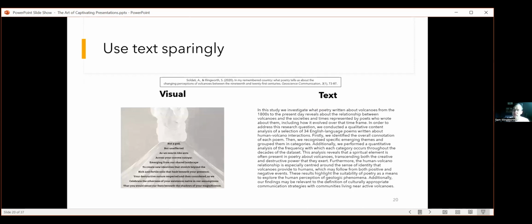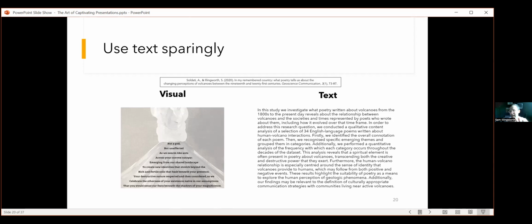On the right, this is the abstract from a research publication that looked at the ways in which volcanoes have been perceived by poets over the past 200 years and what that tells us about the relationship between humans and volcanoes. As a side note, this research came about from a poster presentation that I gave, and someone came to speak to me about it. Ariana and I collaborated and ended up with this publication.